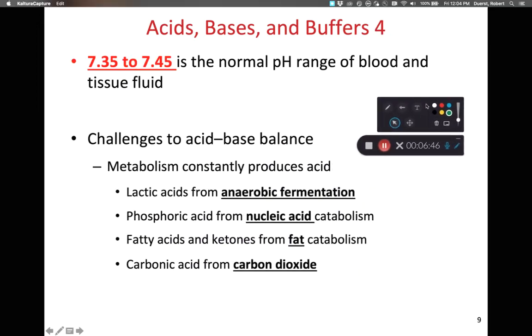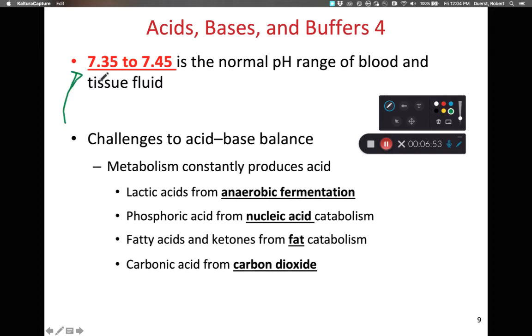So let's talk about the human body. This is a human A&P class after all. Our blood has an optimum pH range of 7.35 to 7.45. So in other words, our blood is naturally alkaline, naturally basic, because the pH is naturally going to be above a pH of 7, or neutral. And as we look at our blood and its pH range, there are some things that are constantly trying to change the pH of our blood.